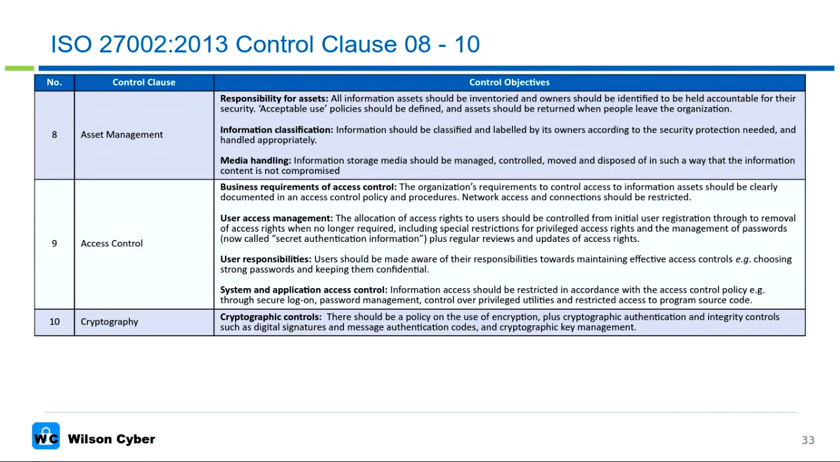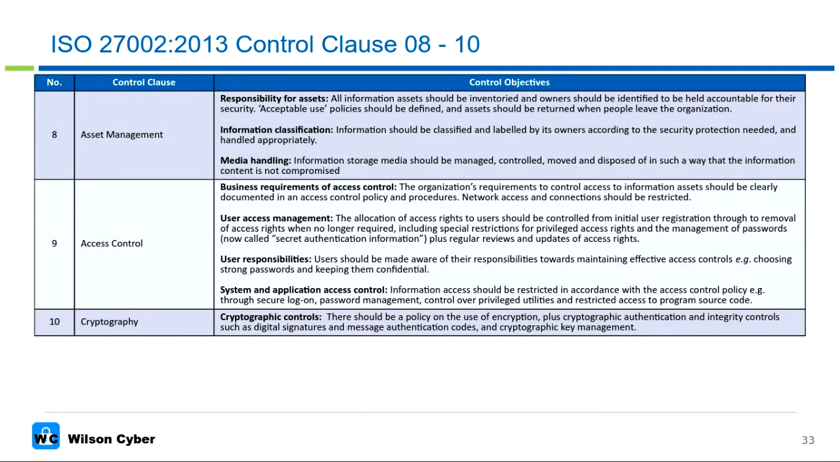User access management: the allocation of access rights to users should be controlled from initial user registration through to removal of access rights when no longer required, including special restrictions for privileged access rights and management of passwords, called secret authentication information, plus regular reviews and updates of access rights.